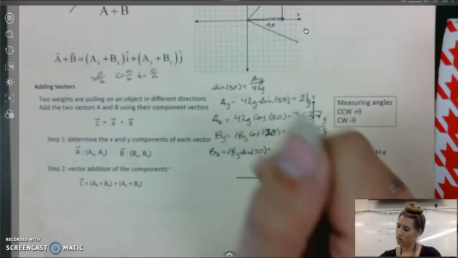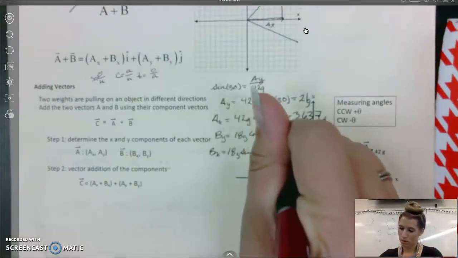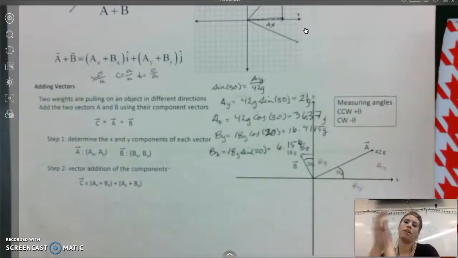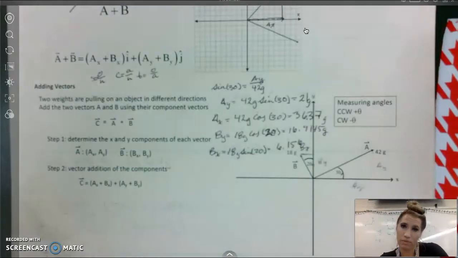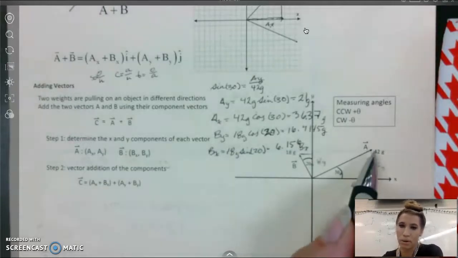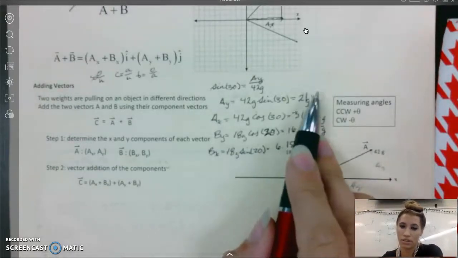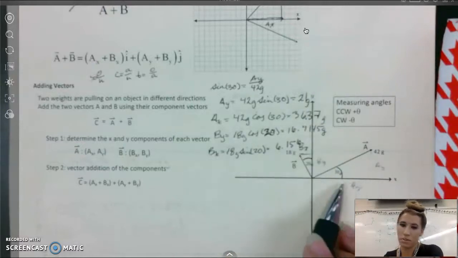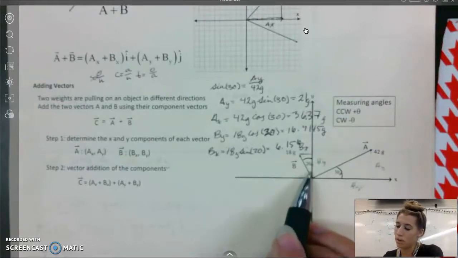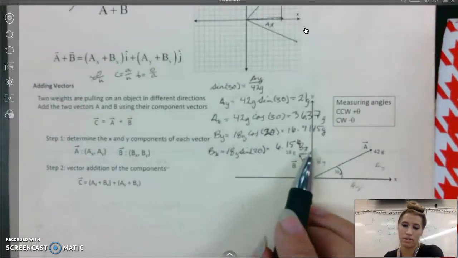Okay, and that gives us 6.1563, etc. grams. Now, at this point, what I like to do is look at these magnitudes and determine whether they are positive or negative values. When I look at A sub y, it is in the positive y, so that one's good. A sub x is in the positive x, so that one's good. B sub y is in the positive y, so that one's good.